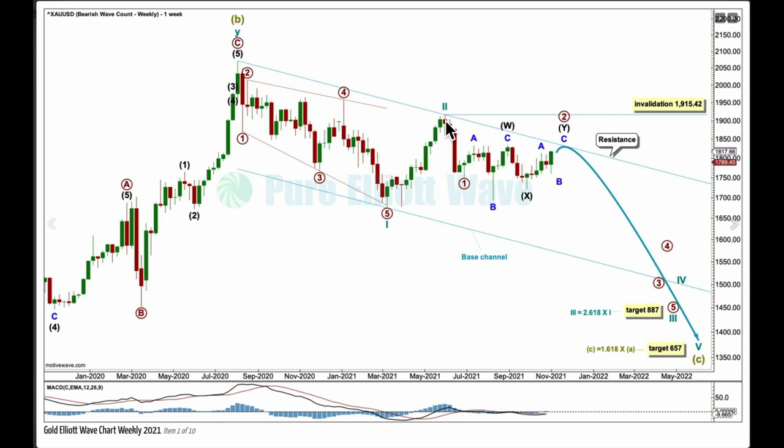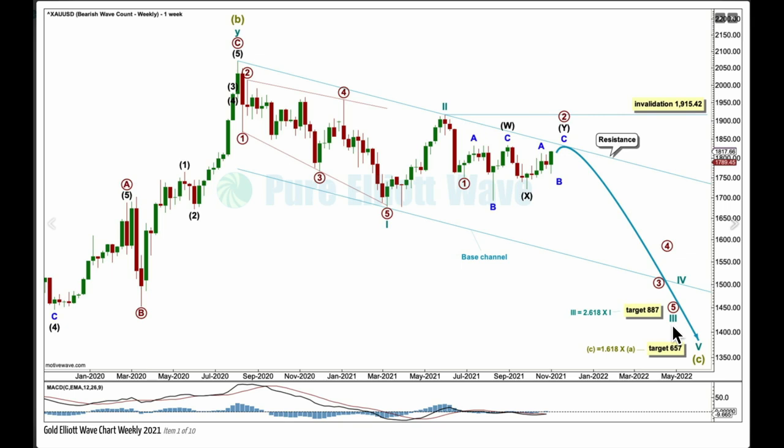3 may only subdivide as an impulse, to be labelled at primary degree 1, 2, 3, 4, 5. The target for 3 is for it to reach 2.618 the length of 1, at 887. This fits with the lower target for supercycle C to reach 1.618 the length of supercycle A, at 657. That's a common Fibonacci ratio between A and C waves within an expanded flat, and it would see supercycle C move beyond the end of A, avoiding a truncation and a very rare running flat. A is that low in December 2015, I think 1046 or 1047.